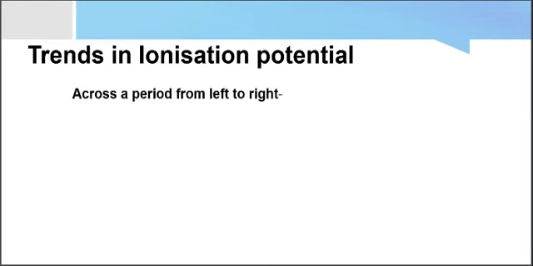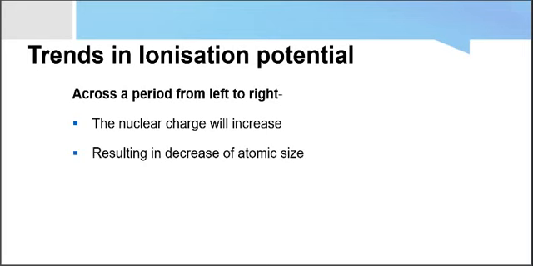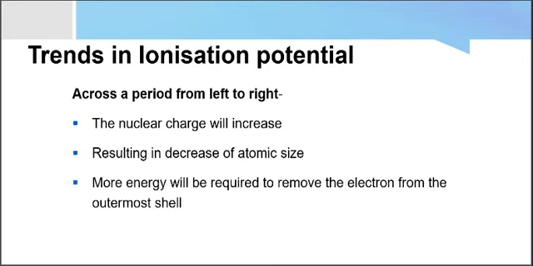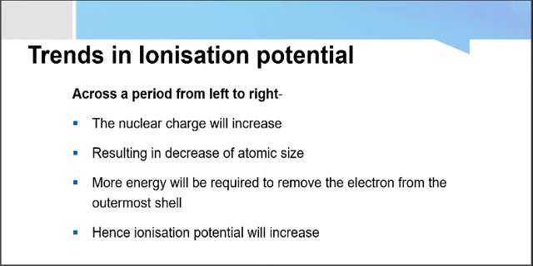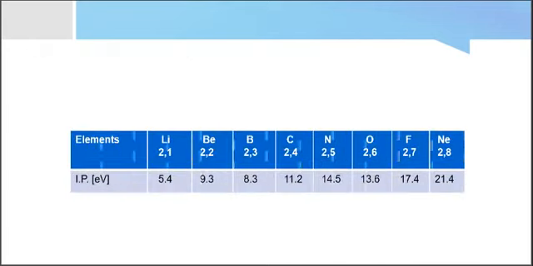Trends in ionization potential, how it varies in the group and the period. Across the period, when we move from left to right in the same period, the nuclear charge increases, the atomic number increases according to Moseley's law, therefore the nuclear charge will increase. And when the nuclear charge increases, there will be more force of attraction, so the atomic size will decrease. And when atomic size decreases, more energy will be required to remove the electron from the outermost shell, therefore the ionization potential will increase.